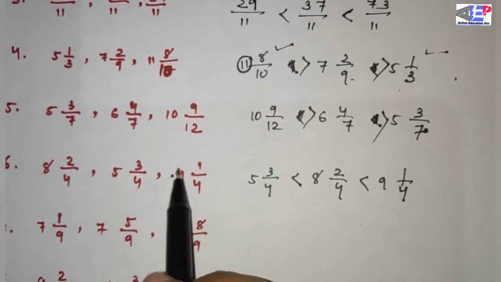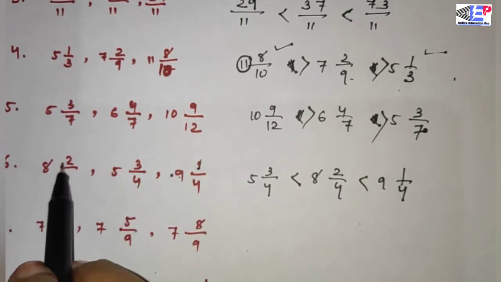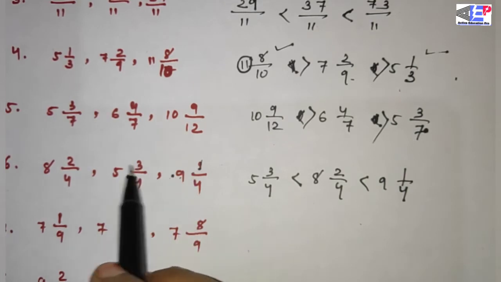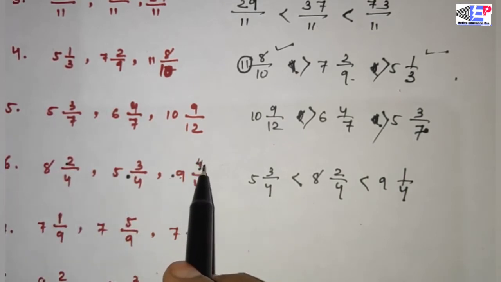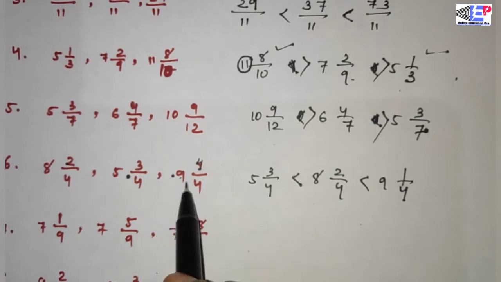So look here, 9 is the greater whole number, but here 1 is its numerator, which is the least value of these. If you compare these three numerators, then 1 is the least value, because 2 and 3 are greater than 1. So 9 is the greater whole part, so here 9 1 by 4 is the greater fraction.